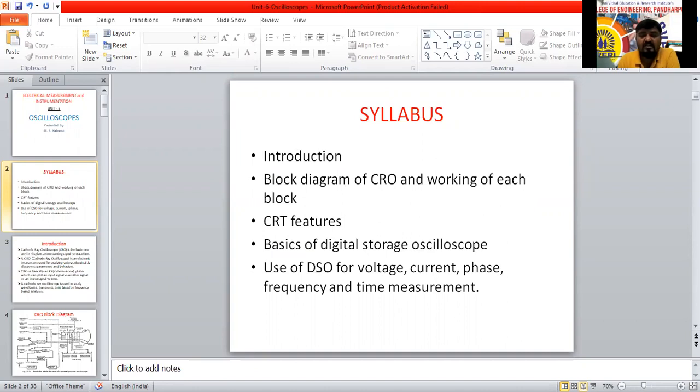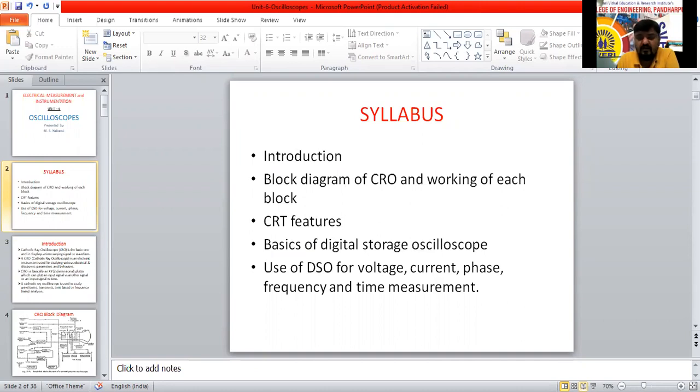So the basics of this DSO are very important. It has two parts. This is one part, and this is the other. Each will take 1 hour to complete. If I go continuously, it will finish in 2 hours, maximum 3. Because of the online situation, everything is ready in the PPT, so we'll do it that way. But when we start offline sessions, it will take at least half an hour to an hour just to draw the diagram of the CRO. They have mentioned 6 hours for this syllabus.